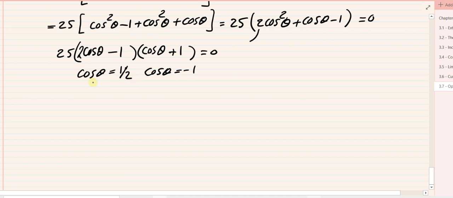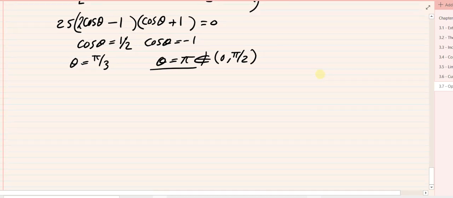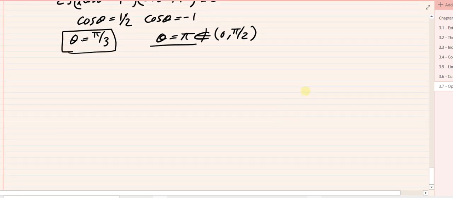Now, cosine theta equals 1/2. Well, in 0 to pi over 2, cosine of 60 degrees, right? So theta by inspection is going to be pi over 3. Cosine theta equals negative 1. Well, that's going to be theta equals pi, right? But pi is not in our restricted domain, 0 to pi over 2. Okay, so only the 60 degrees is in there. So this is the only critical number. Notice for this we only have to have one critical number, and we do.